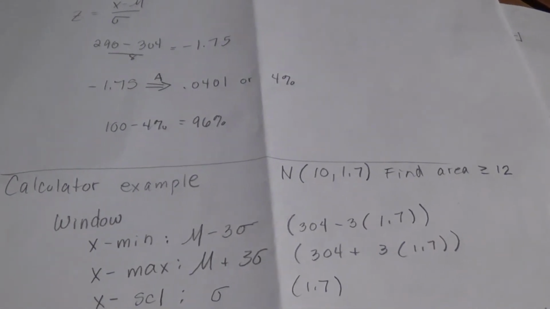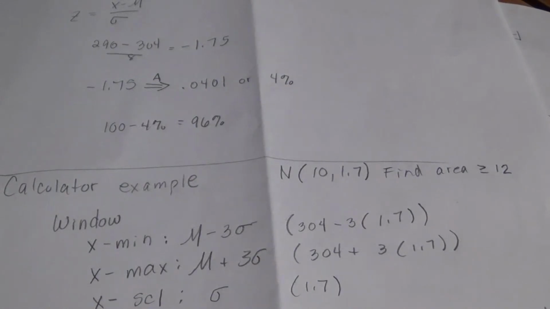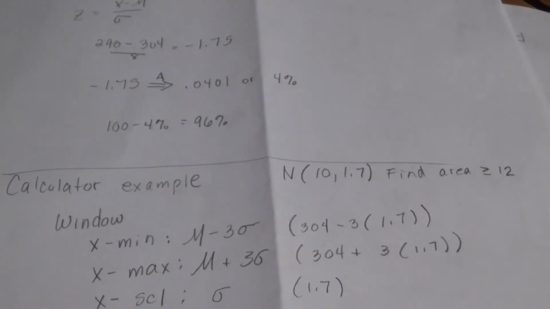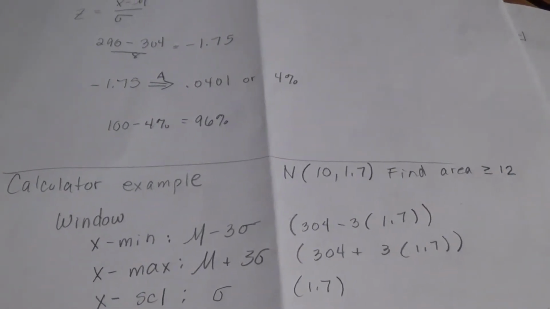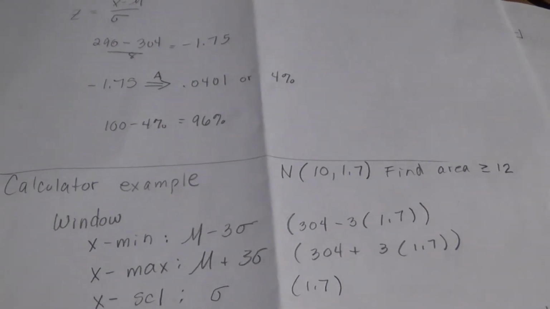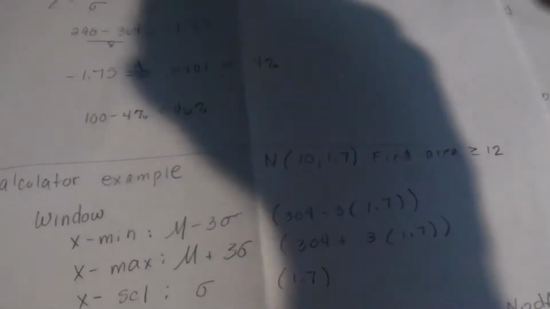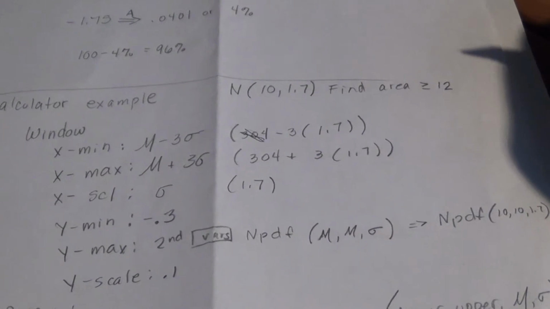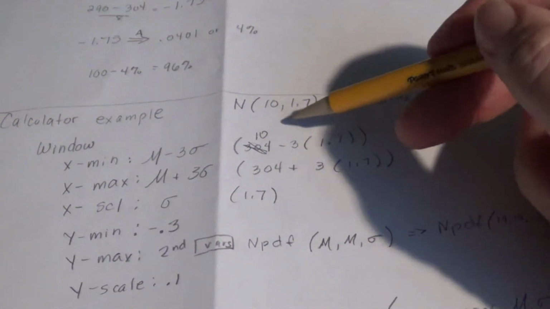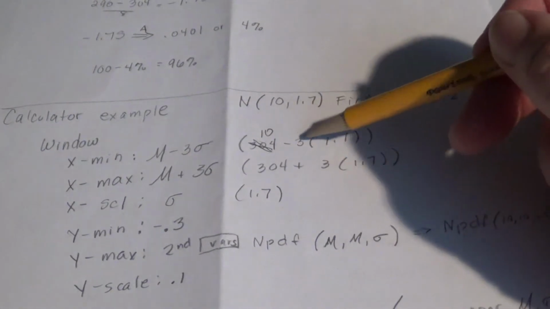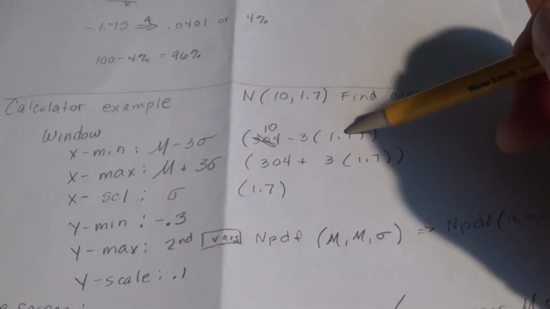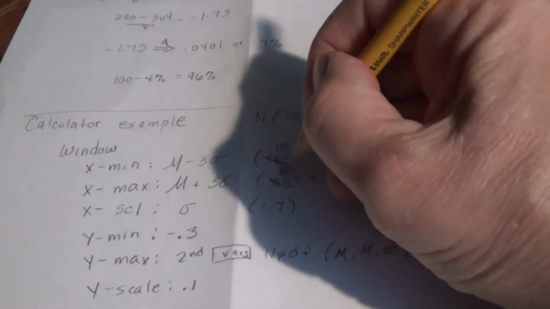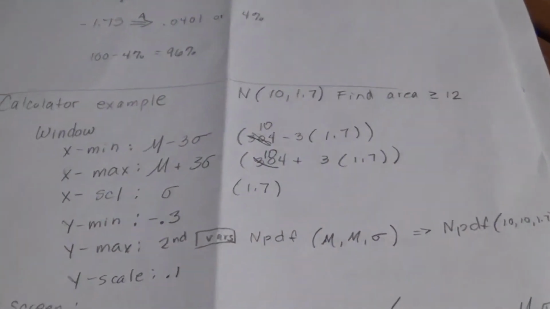Find the button called window, and you'll be asked to put in all these values. X min will always be whatever the mean is minus 3 standard deviations. So in our problem, the mean is, whoops, the mean is not 304. I switched problems. That was from the golf problem. So let me switch it. So the mean is 10, and we're going to always do whatever the mean is minus 3 standard deviations, because that will give us about 99.7% of the graph, and that will do. And then we'll do the mean plus 3 standard deviations for x max.